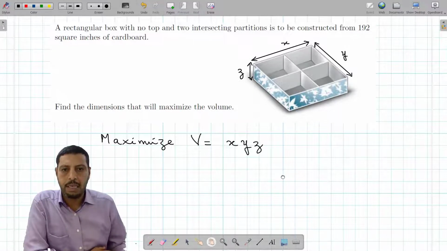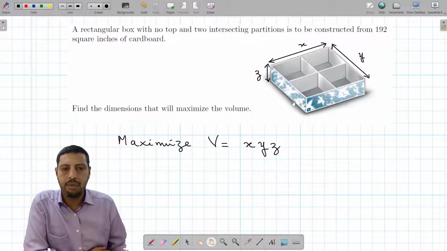But here we will not maximize it without a constraint. We have to maximize it with this constraint, which is the surface or the area of the cardboard available, which is 192. First, we have to find the surface used using the x, y, and z variables.